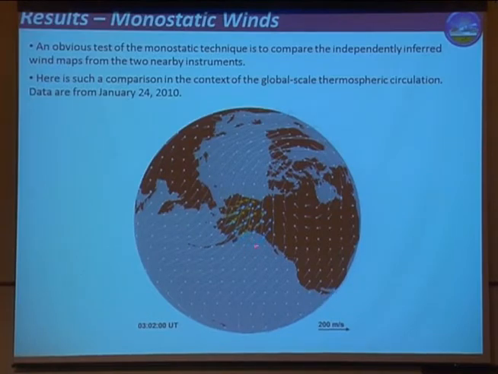The blue arrows here are the monostatic wind fields derived from Gakona, or HARP. The orange ones are derived from Poker Flat, and these have been subsampled to reduce the number of arrows. We've actually got higher resolution available than this. The white arrows are Horizontal Wind Model 1993 winds to give us the global circulation. In the background behind these arrows, you're going to see some green colours coming and going. That's an all-sky image recorded by the Poker Flat SDI.